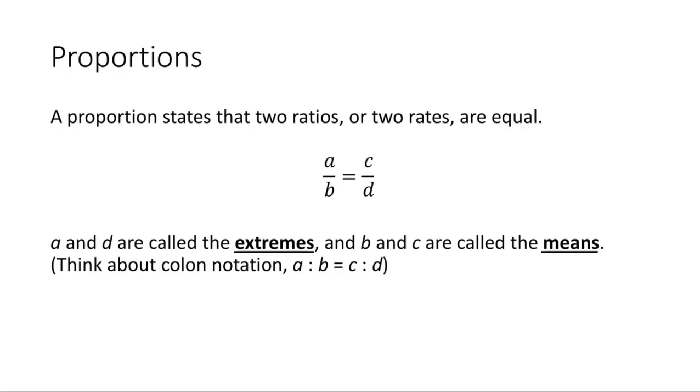So a proportion states that two ratios or two rates are equal, like A over B is equal to C over D. The A and D are called the extremes, and the B and C are called the means. So you can think about colon notation where A to B is equal to C to D.